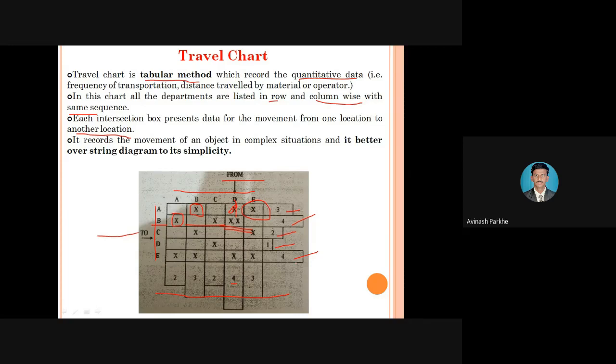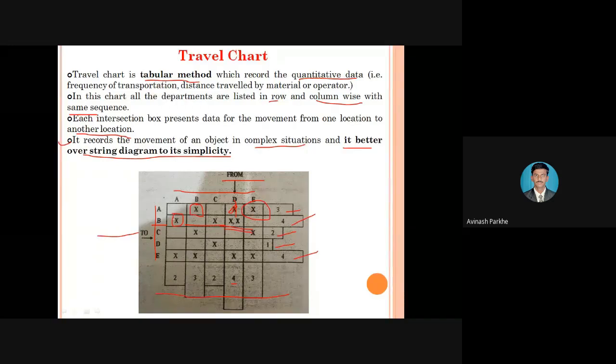It was developed in order to avoid some disadvantages present in the string diagram. Therefore, at the bottom side, this last sentence is written: it records the movement of an object in complex situations and is better than the string diagram due to its simplicity. Through this chart, you can easily get the data on which department your material is moving to and from, and that movement is represented by an X at the center of that rectangle. A single X represents a single movement from one department to another.